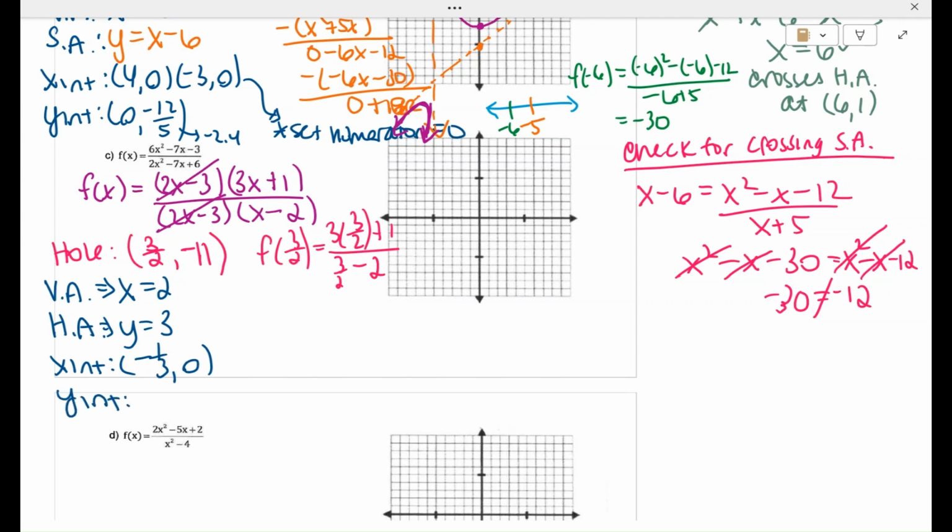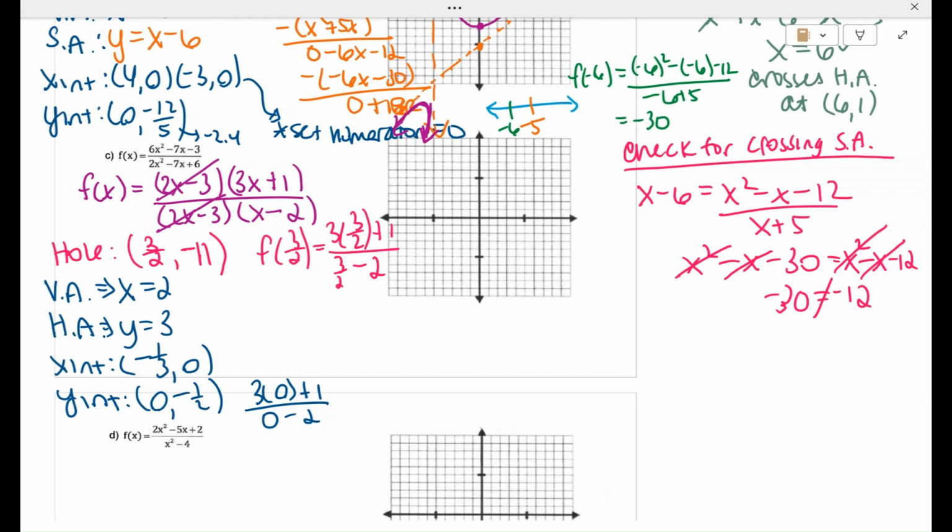The y-intercept, we're going to plug in 0 for x. And when you're plugging in 0 for x, you plug it in, of course, for what's left of the function after you cross out the hole. So really it should look like 3 times 0 plus 1 over 0 minus 2, which would be negative 1/2. So 0, negative 1/2. Now we have everything we need and we'll start graphing.